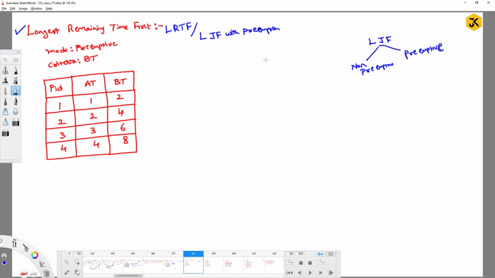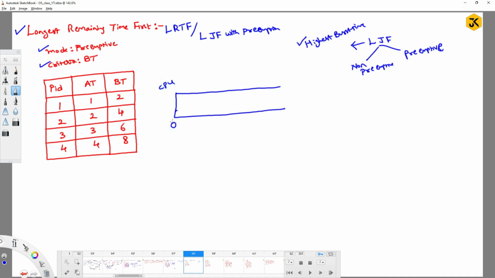Right? So the general logic behind the longest job first algorithm is how we are going to get the priority. If I get any job which has the highest burst time among all the processes, then that particular process will be given the highest priority. So that we'll see with respect to preemptive mode, and the criteria will be burst time. If you are not able to understand the definition, you can understand it by simply looking at this example. I am going to write the Gantt chart for you.